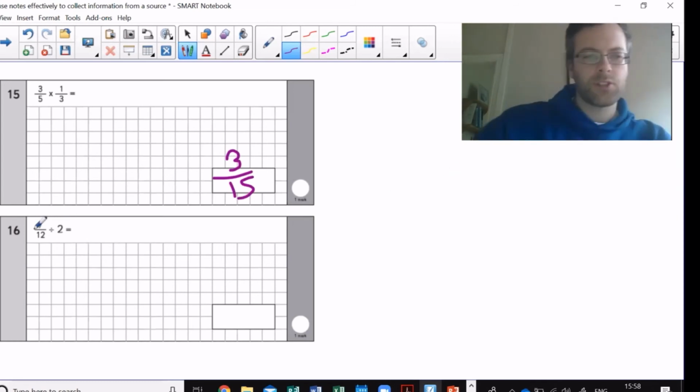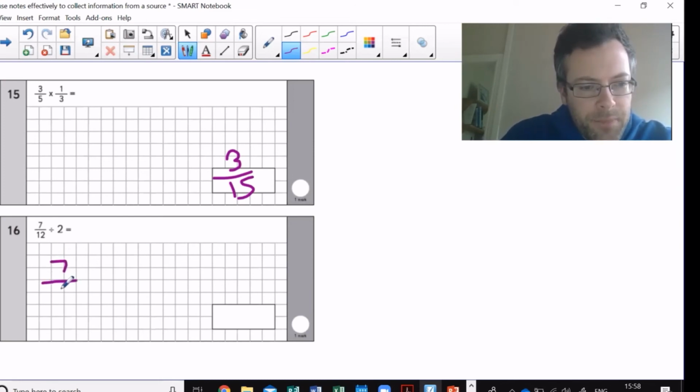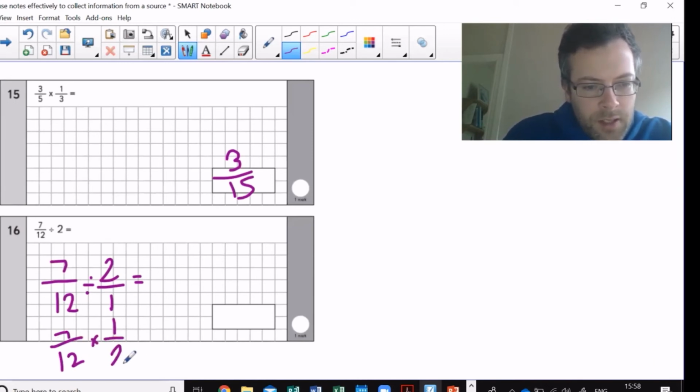Division, 7/12. So the old way that I used to tell you was to make it a kind of improper fraction. So we divide it by 2/1. And then I'd do keep, change, flip. So I'd do keep the first fraction the same, change the multiplication to a division, and flip that one. So I'm left with 7/24.